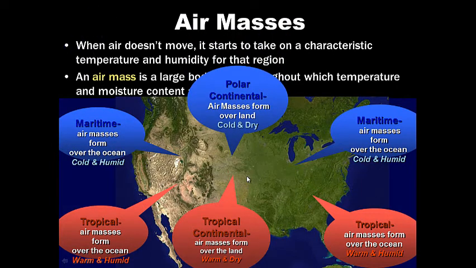And then finally, we have polar continental air masses that form over land. These are cold and dry. And then we have tropical continental. These form over Mexico. These tropical continental air masses are dry because they form over land, but they're warm because they're coming from the equator. So these are different air masses. Once again, maritime form over the ocean, cold and wet. Polar continental, cold and dry. Tropical, warm and humid. And then tropical continental, warm and dry.